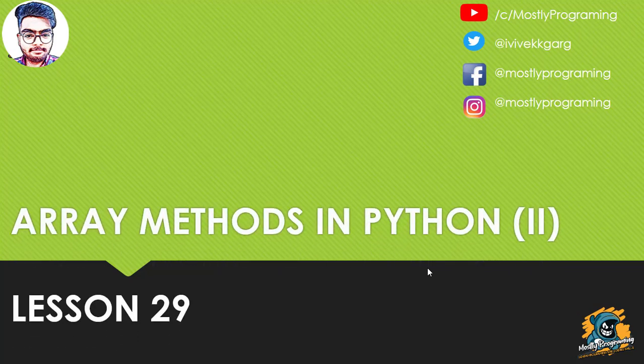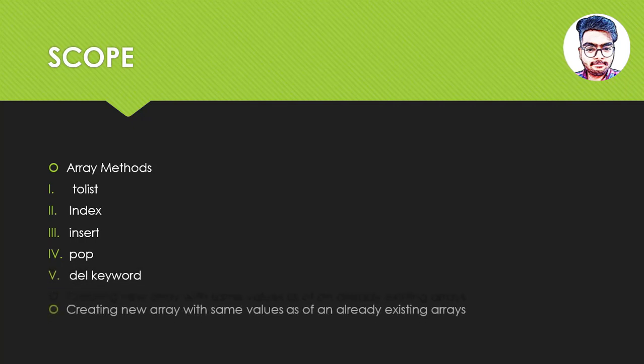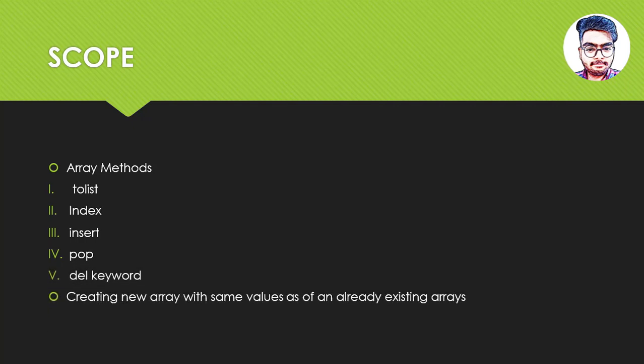In today's video, we are going to discuss some more array methods in Python. This is part 2 of the video where we are discussing array methods. The scope for today's video is we are going to discuss the following array methods: toList, index, the insert method, the pop method, the del keyword, and a concept which is creating a new array with the same values as an already existing array. It is a pretty interesting concept, so stay tuned till the end. So without any further ado, let's get started.